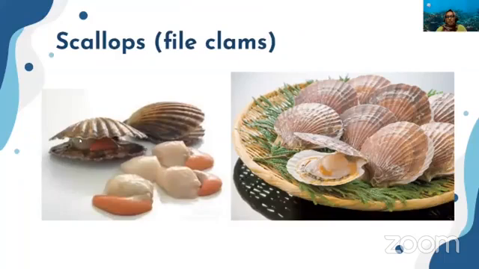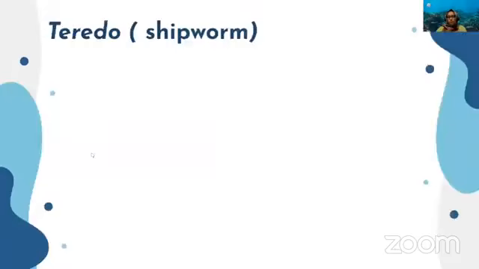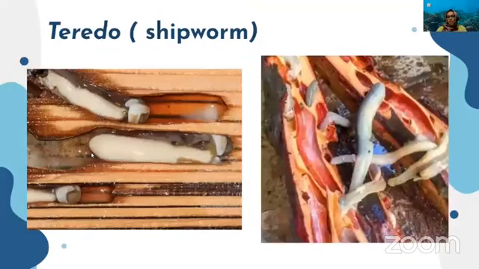The next is scallops or file clams. They are the ones who can move. The next is shipworm. Here you can see how they can burrow into wood and eat, like they can scrape out all the wood. So this actually causes damage.